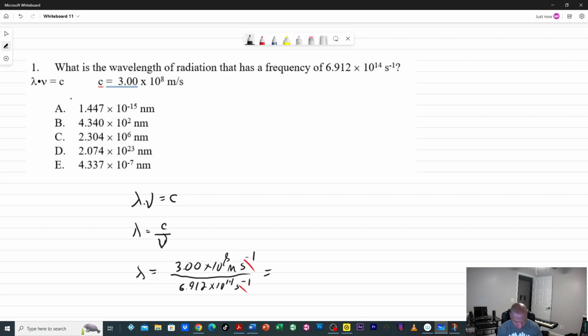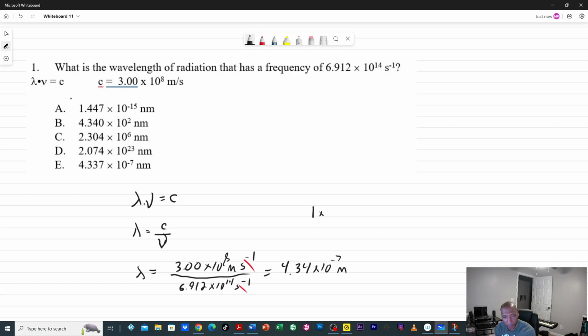So I'm going to take 3 times 10 to the 8 divided by 6.912 times 10 to the 14. I get 4.34 times 10 to the negative 7 meters. Now this is the wavelength in meters, but of course the answers there are in nanometers. So let's go ahead and convert it to nanometers. On your exam, I'm not going to ask you to do that. I'm just going to ask you to give me the answer in meters and just be done with it. Well, probably. I shouldn't say that. Yeah, probably. That's probably the case.